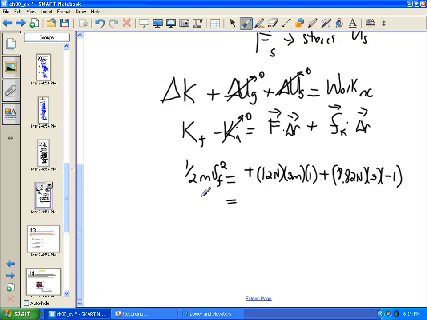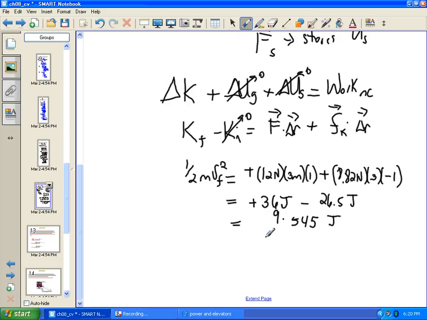So, 1/2, here, let's see if we can go ahead and get some numbers, and then we'll solve for v final. We've got 36 joules of positive work done by the force, minus 26.5 joules of work done by kinetic friction, giving us a net value of 9.54. If I read my calculator right, 9.545. Okay, we can go ahead and put that there.